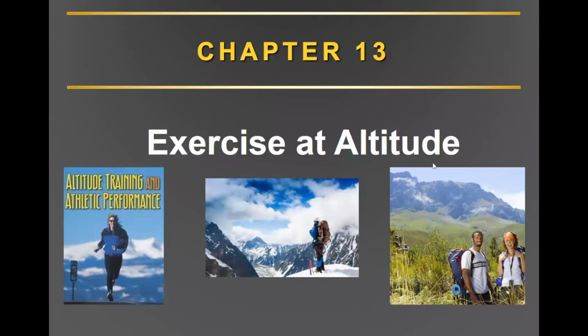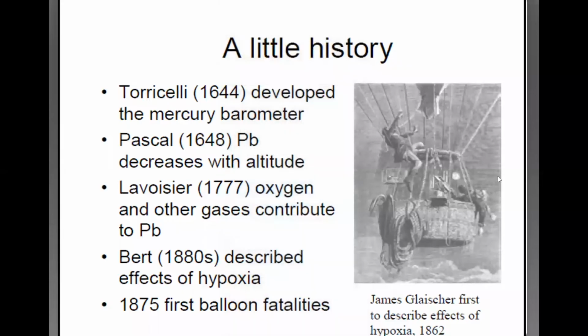This is chapter 13, exercise at altitude. So just a little bit of history. In 1644, Torricelli developed the mercury barometer. In 1648, it was discovered that barometric pressure decreases with altitude. In the 1700s, it was discovered that oxygen and other gases contribute to barometric pressure. In 1875, the first balloon fatalities were reported, and in the 1880s, scientific research started to describe the effects of altitude and hypoxia on survival.